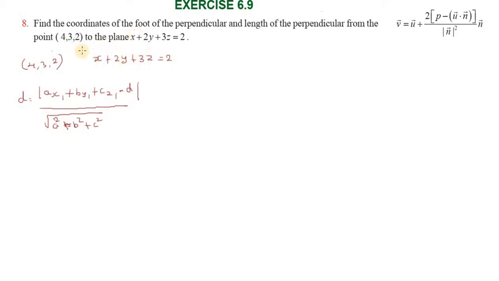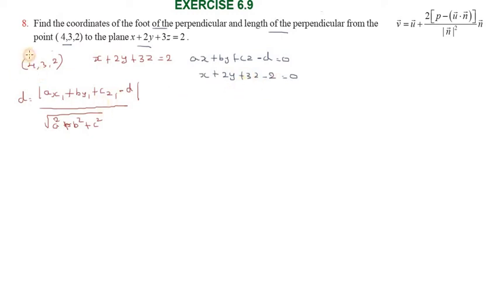6.9 question number 8. Find the coordinates of the foot of the perpendicular and the length of the perpendicular drawn from the point (4, 3, 2) to the plane. The plane should be in the format ax plus by plus cz minus d equal to 0, so we write x plus 2y plus 3z minus 2 equal to 0. Here A is 1, B is 2, C is 3, D is 2.